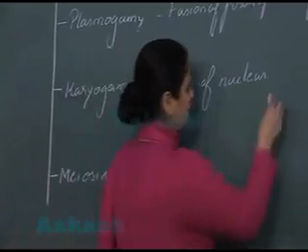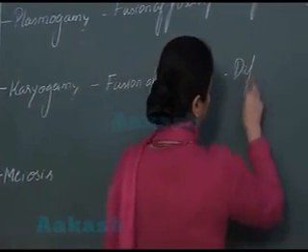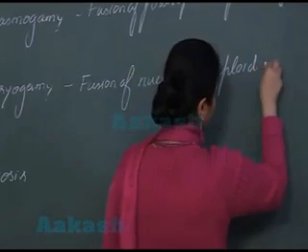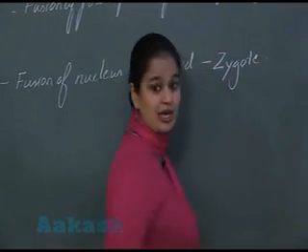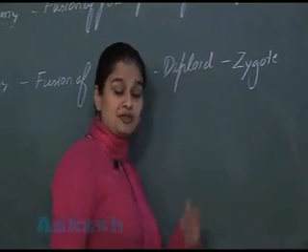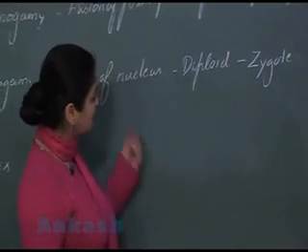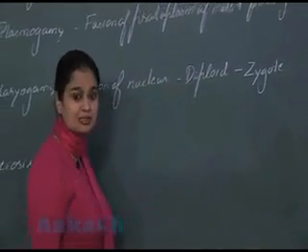After the fusion, now there is formation of diploid structure. That diploid structure which is formed is known as zygote. After gametic fusion there is formation of diploid structure, that is zygote.